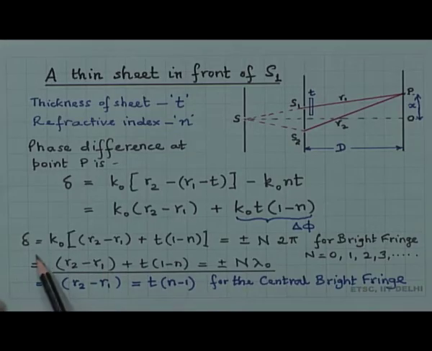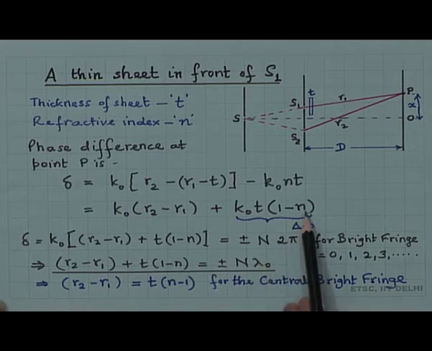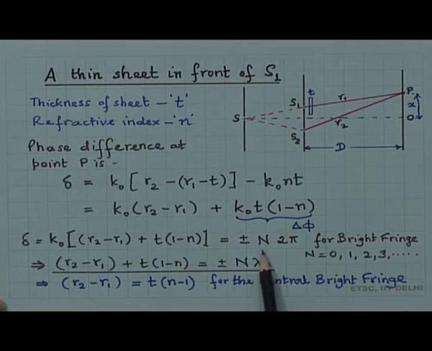Taking it further, delta is equal to k0 into (R2 minus R1 plus t times (1 minus n)). So, this k0 has been taken out, and this phase difference must be equal to plus or minus an integral multiple. Now, I have used capital N, earlier I had used a small n, but now small n we are using for refractive index, therefore I have used capital N, which is nothing but an integer 0, 1, 2, 3 etcetera, plus or minus N times 2 pi for bright fringes.